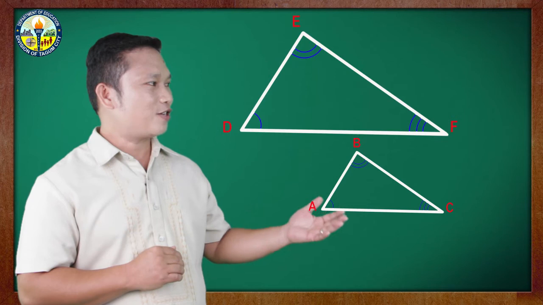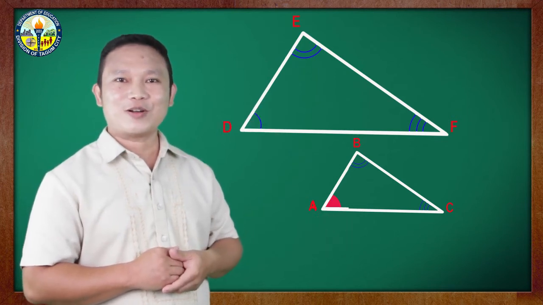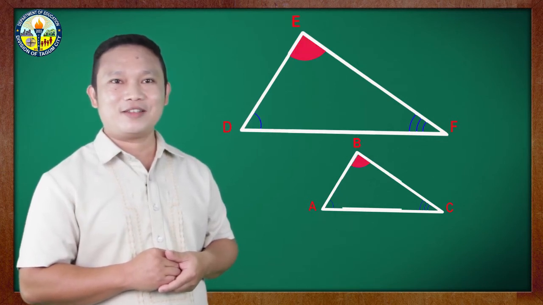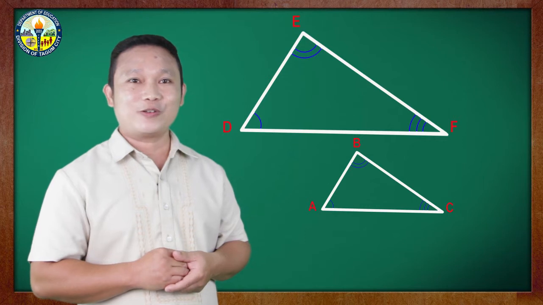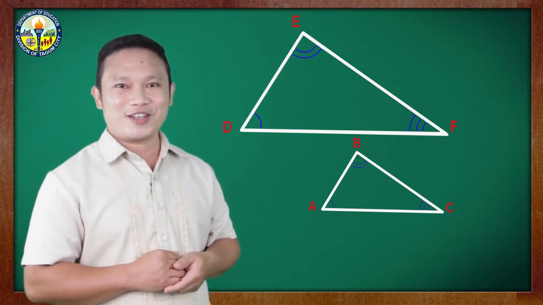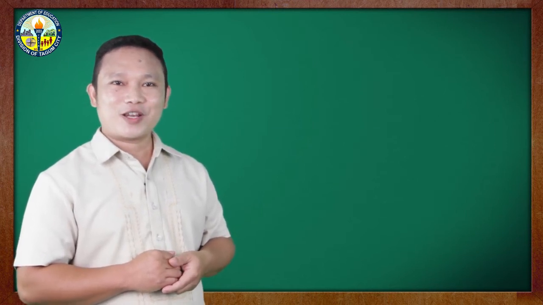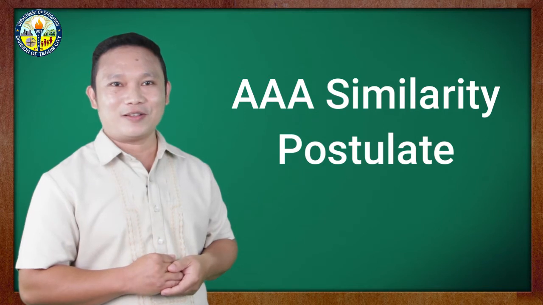In the given illustration, we see that angle A is congruent to angle D, angle B is congruent to angle E, and angle C is congruent to angle F. We use markings to show congruence of 3 angles of triangle ABC and triangle DEF. The illustration demonstrates the AAA or angle-angle-angle similarity postulate.